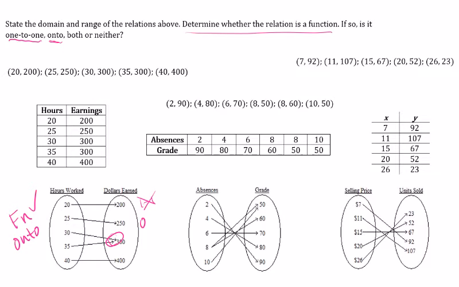Now, for it not to be a function, that's when you have two arrows coming from one input. So this would not be a function, because we have a value 8 that has two outputs. It outputs the 50 and it outputs the 60 at the same time. So I don't know if someone gets 8 absences, whether they're going to get a 50 or a 60. It's a relation, but it's not a function.